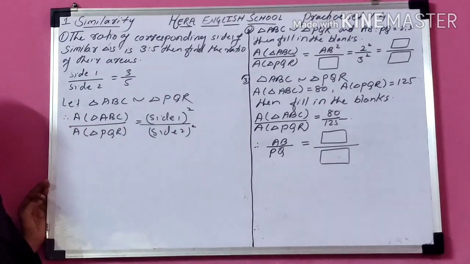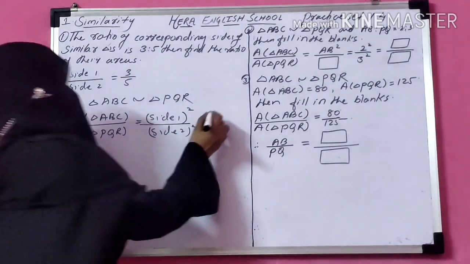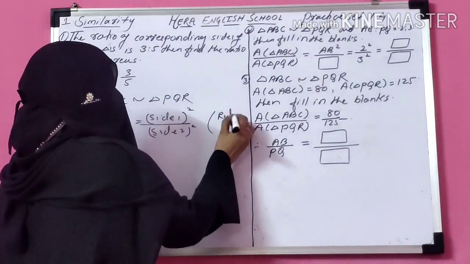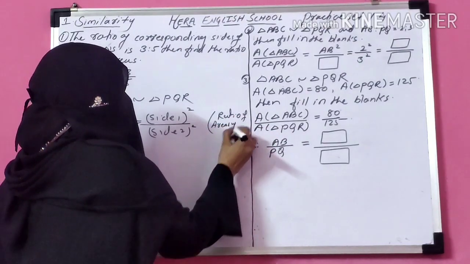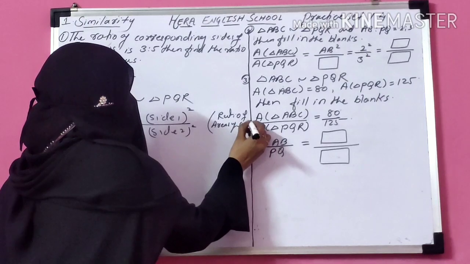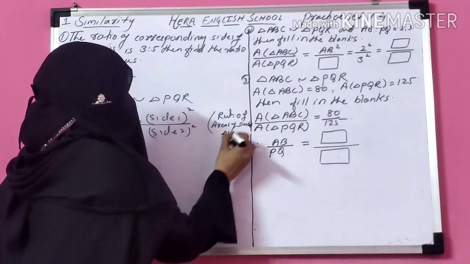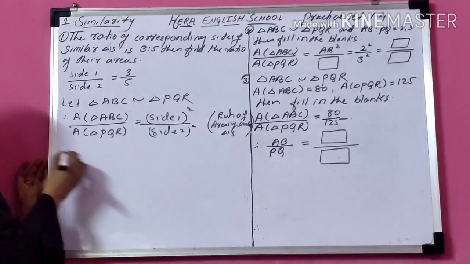This theorem we have studied now: the ratio of areas of similar triangles. The property name is ratio of areas of similar triangles. Okay, now substitute the values.